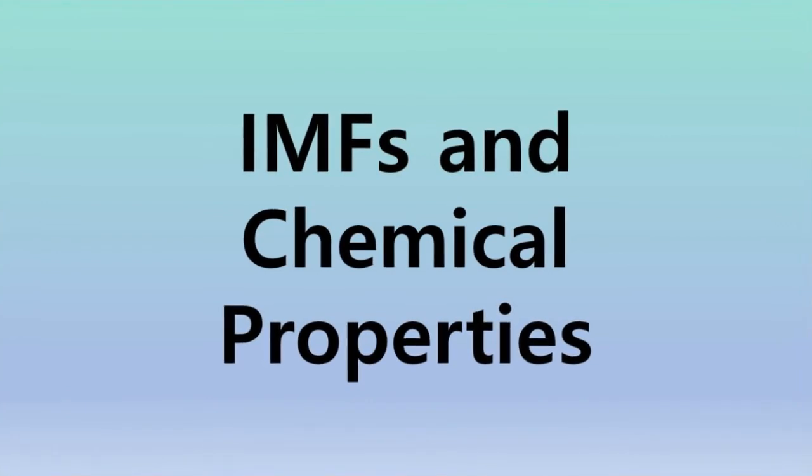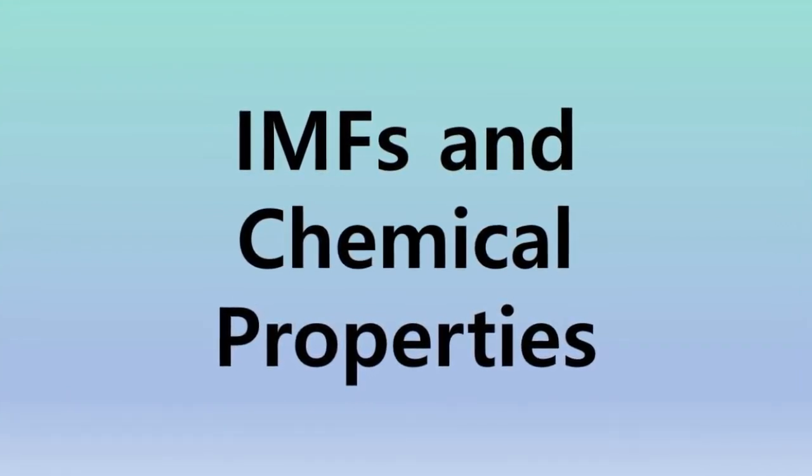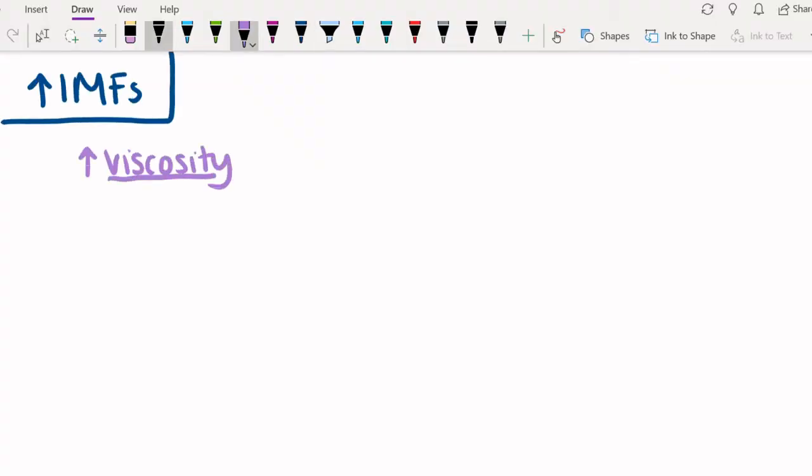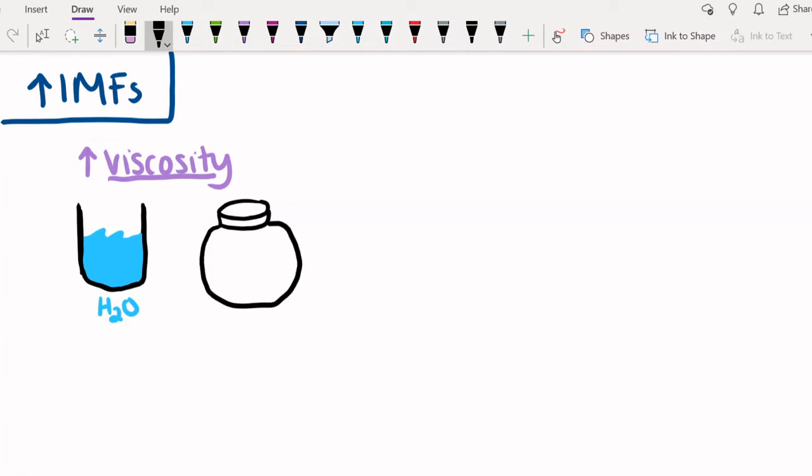We've talked about the different types of IMFs, but so what? Why do they matter? Well, intermolecular forces have a big impact on the chemical properties of a substance. Let's talk about a few of these properties. First, viscosity, which is basically how thick a substance is. Think about pouring water versus pouring honey. It's much easier to pour water.